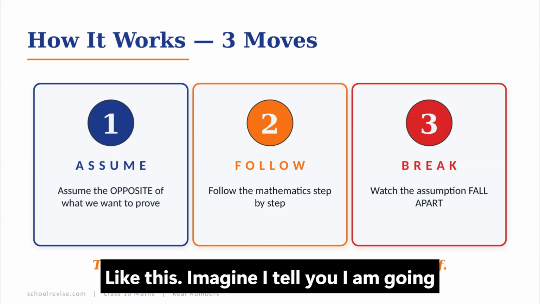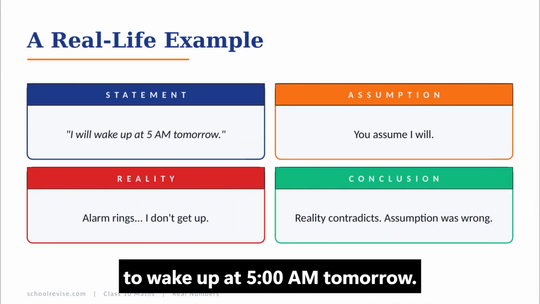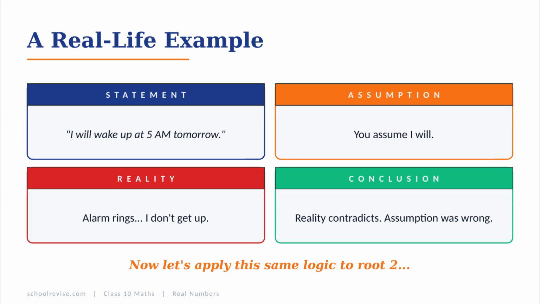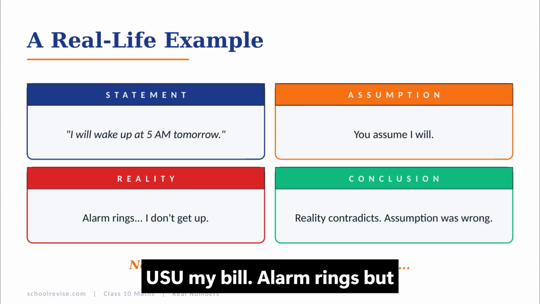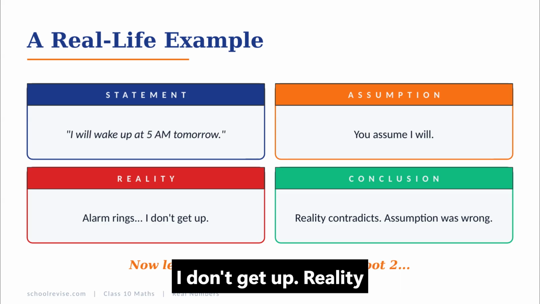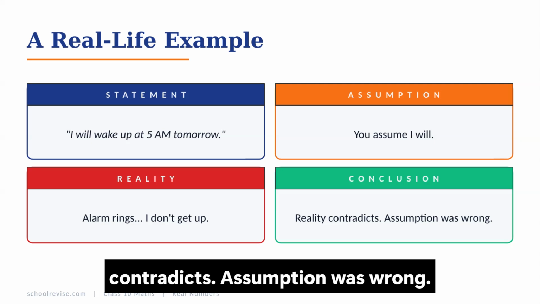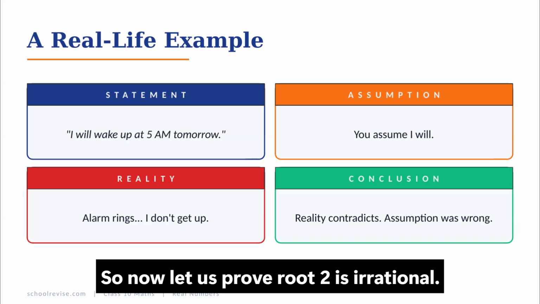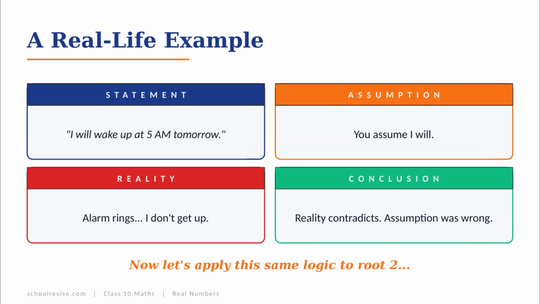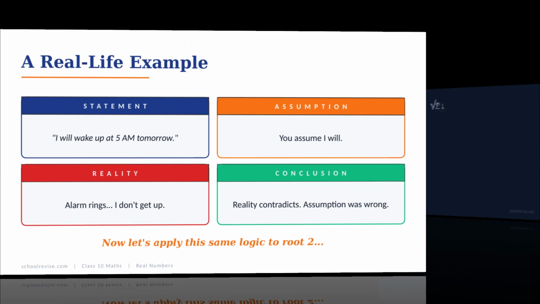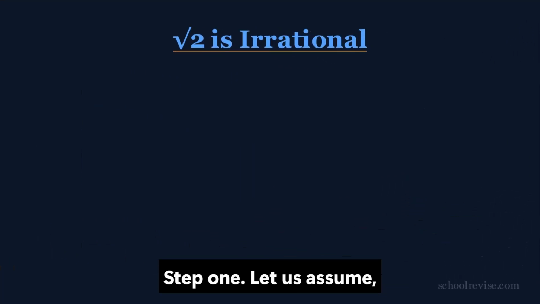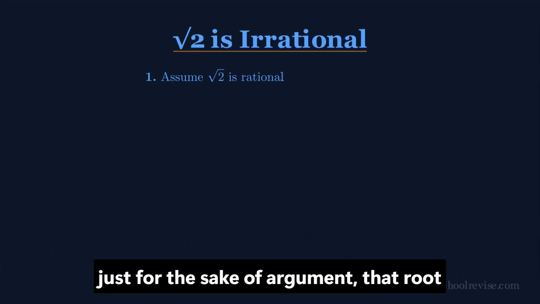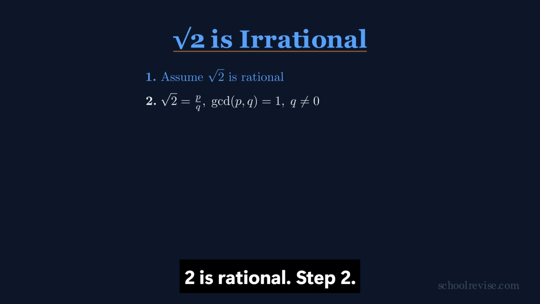Like this, imagine I tell you, I am going to wake up at 5 a.m. tomorrow. You assume I will. Alarm rings, but I don't get up. Reality contradicts. Assumption was wrong. So, now let us prove root 2 is irrational. Step by step. Step 1. Let us assume, just for the sake of argument, that root 2 is rational. Step 2.